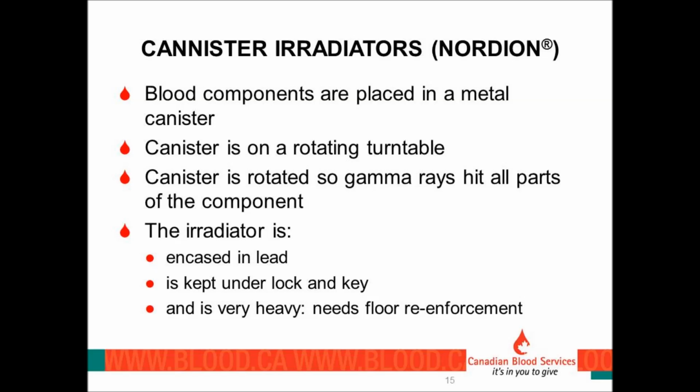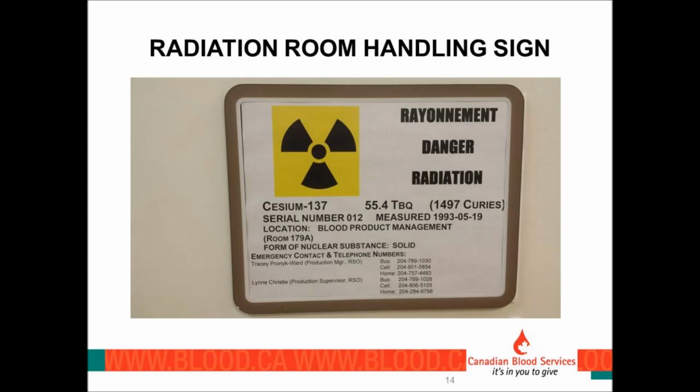On a canister irradiator, the blood components are placed in a metal canister. The canister is on a rotating turntable, and it's rotated so that the gamma rays hit all parts of the component. What's important is this irradiator is encased in lead. When I first came, we didn't have to keep it under lock and key, but now it's kept under lock and key, a new requirement, because nobody is allowed access to make a bomb from the radioactive source. And it's very heavy. It has to be under a floor that's supported because of the amount of lead that encases it. So you can't just put an irradiator anywhere.